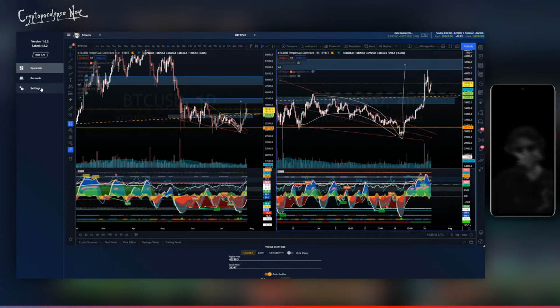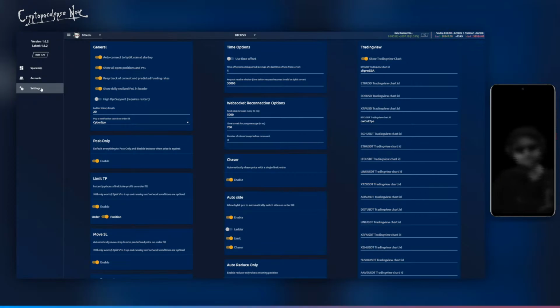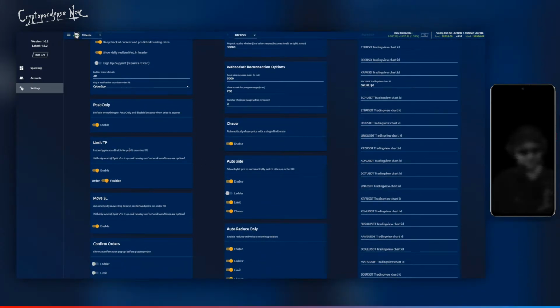Here, so let's jump into settings. All right, we have the time for our chart analysis, no rush. What's new here? Ladder history length. Well, let's just, I think 20 is okay. I don't know if this affects the performance. Make it 30. Cyber Spy, my favorite notification sound, post only, limit take profit.